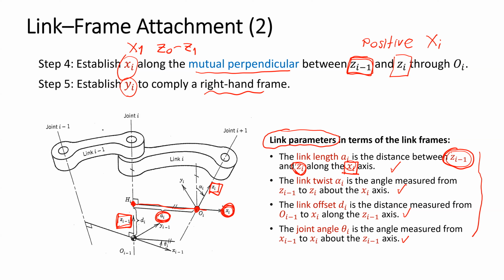And link twist is the angle between the Ci minus 1 and the Ci measured about the Xi by the right hand rule. It means that this is the direction of Ci minus 1. You need to use the right hand rule: the thumb should go in the X direction and the forefinger goes in this direction, and then change the direction from Ci minus 1 to Ci, and then you can get the link twist. So come back to here.